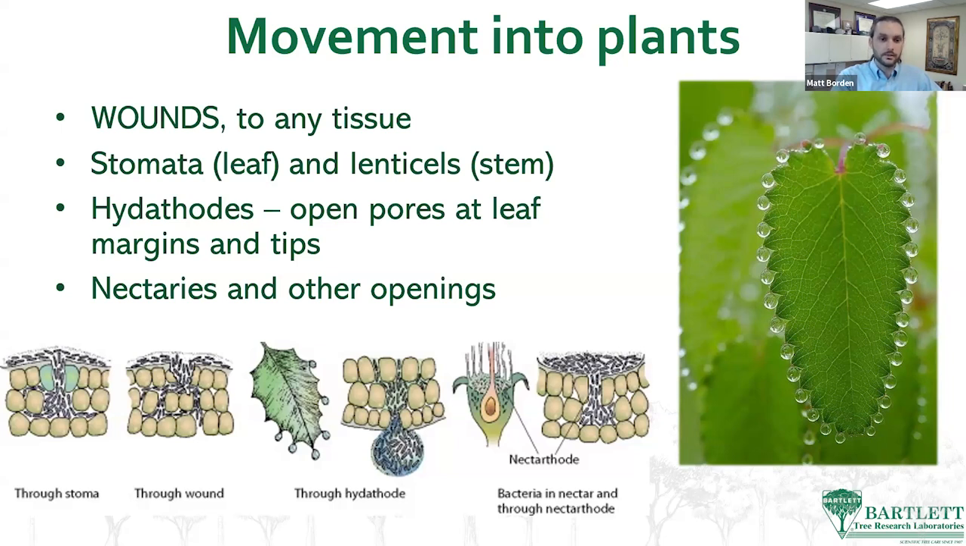Hydathodes, those open pores at the edge of the leaf, pictured here. That's a nice example of guttation out of hydathodes. And then nectaries and other openings. So they're a little bit more opportunistic, and if there is an opening, they have an opportunity to get inside the leaf.